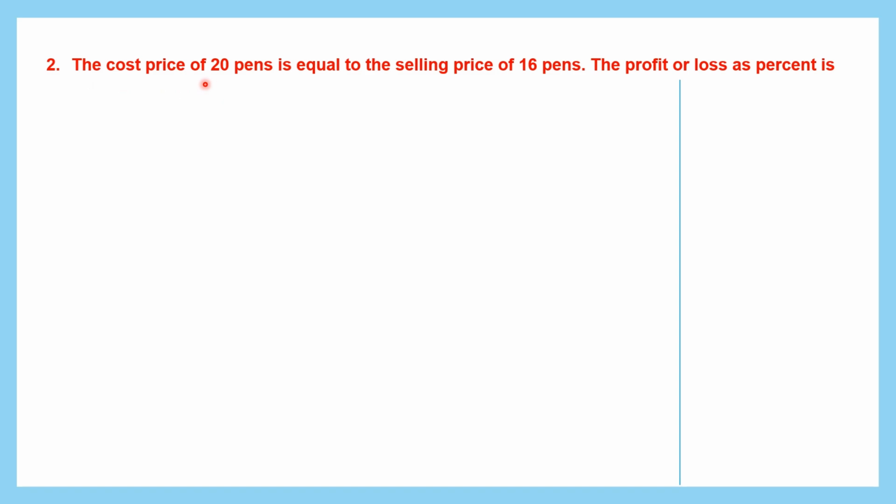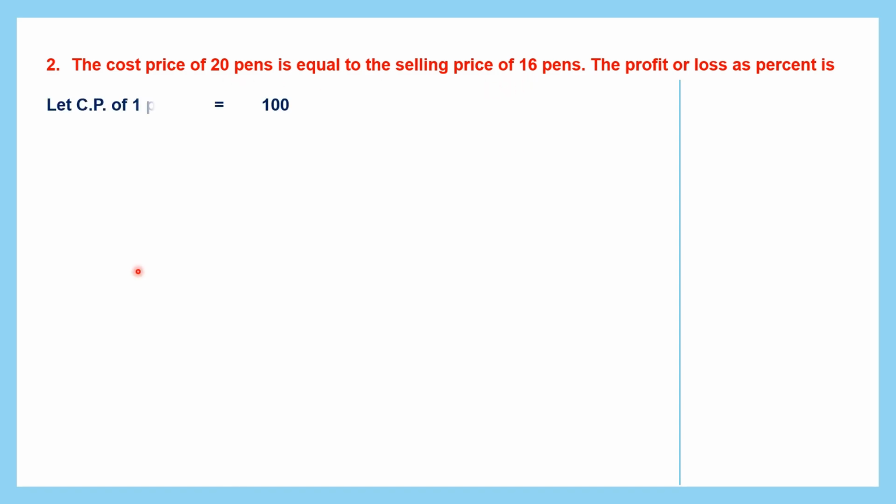Question 2. The cost price of 20 pens is equal to the selling price of 16 pens. So we have to find out first of all if there was a profit or a loss and what the percent of that is. Now whenever you have a different number, here you have 20 and here you have 16, we have to bring it to an equal number. So we can find the cost of 1 here and the selling price of 1 here.